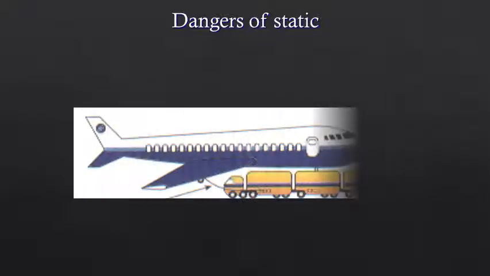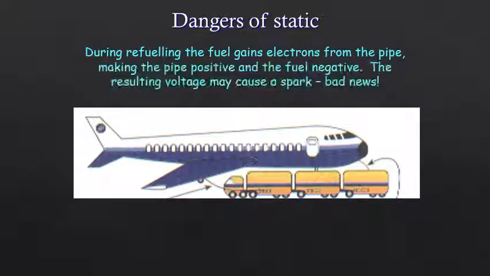Right, of course there are always dangers with static electricity, and a prime example is planes. During refueling, the fuel gains electrons from the pipe, making the pipe positive and the fuel negative. That isn't great, because there's a potential difference now. You've got a positive end and a negative end. This could cause the electrons to jump, as you see with static electricity on a hot day when you touch a door handle, and that would be bad news.